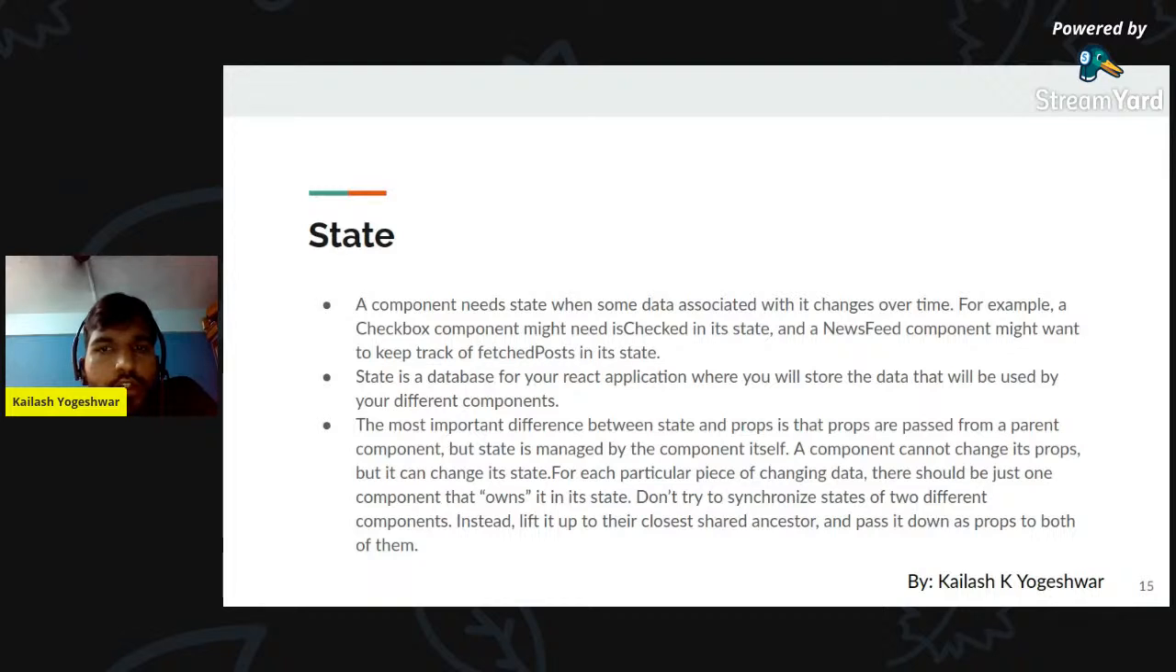So we can create a checkbox component and create a state property for checkbox, whether it has been checked or not, so that any other component that's relying on it can use the state from the checkbox component. So a component needs a state when some data associated with it changes over time. So for example, the checkbox component might need isChecked in its state, and a newsfeed component might want to keep track of fetched posts in its state.